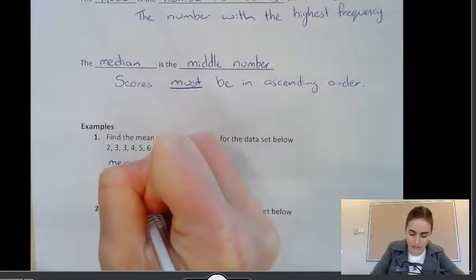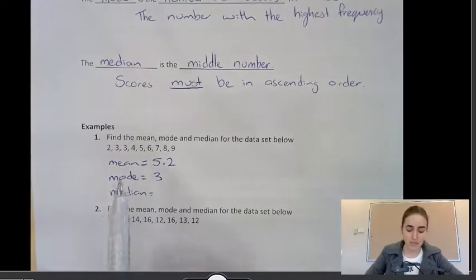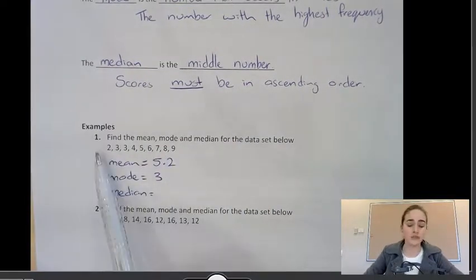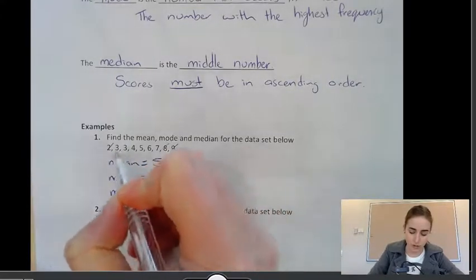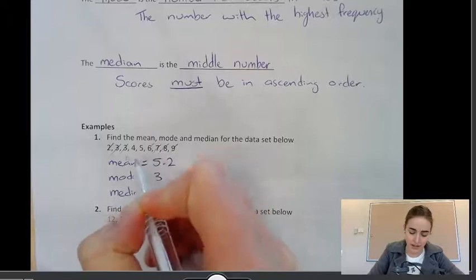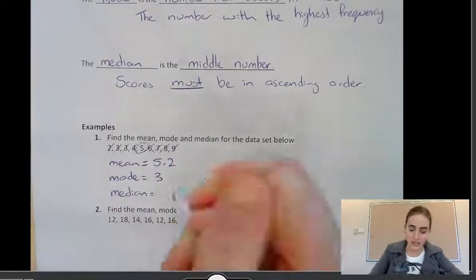And the next one is the median. To find the median, we need them in ascending order. So our numbers in this data set are already arranged from smallest to biggest, and we need to find halfway. So we're going to cross off one number from each end until we get to the middle. So one from the top, one from the bottom, and then again, and again, and our middle number is 5.